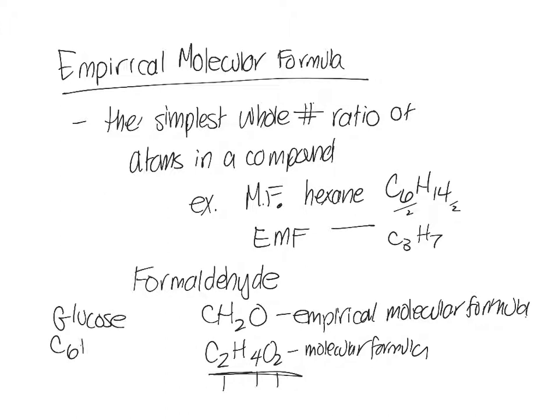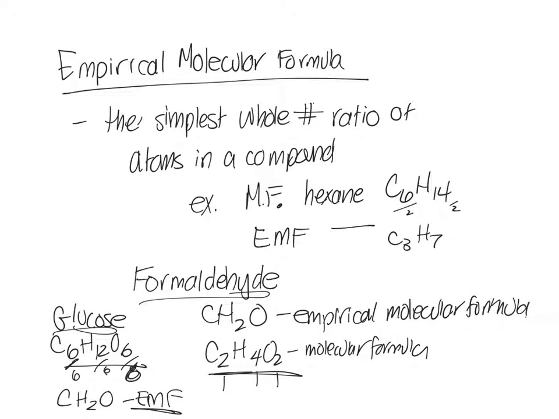Notice if I divide all of these by 6, to get the simplest ratio, right? That's why I'm dividing them by 6 and not just simply 2. Notice that I get actually the same empirical molecular formula. So I get the same empirical molecular formula for glucose as I do for formaldehyde.